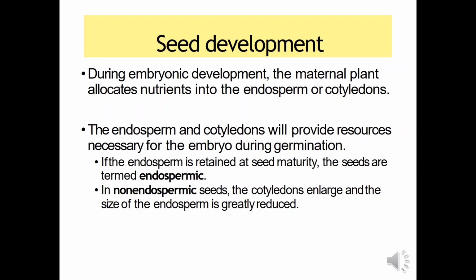So there are two names of the seed here. Okay. If the endosperm still remains when the seed is matured, that seed we call endospermic. If when the seed matures the cotyledon enlarged and the size of the endosperm is reduced, we call that seed a non-endospermic seed. Okay, that is the difference between the endospermic and the non-endospermic seed.